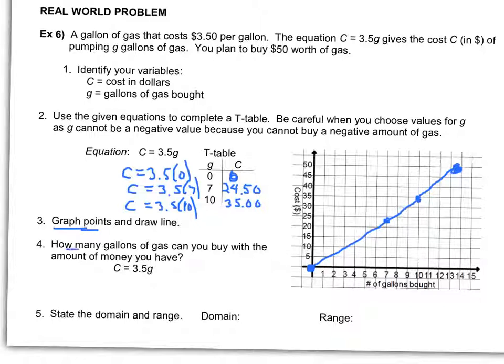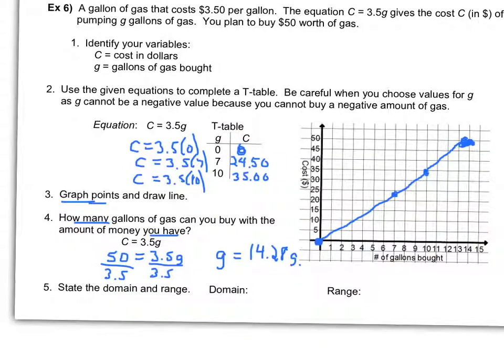Now look at number 4. How many gallons of gas can you buy with the amount of money that you have? Well, what we can do is substitute 50, because that's how much money we have, for C, the cost, and then put it into our equation and solve for G. So if we divide by 3.5, then G is going to be equal to 14.28 gallons. So if I go over to 14.28, somewhere in here is where it equals 50.